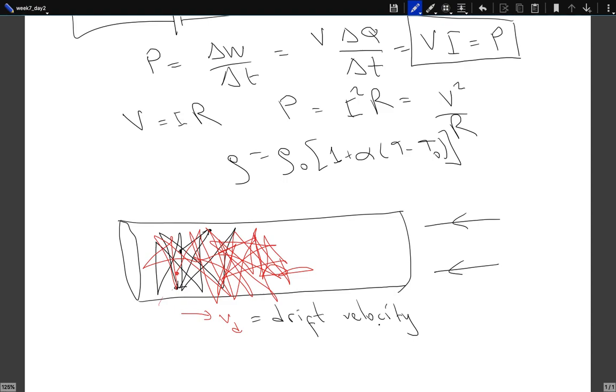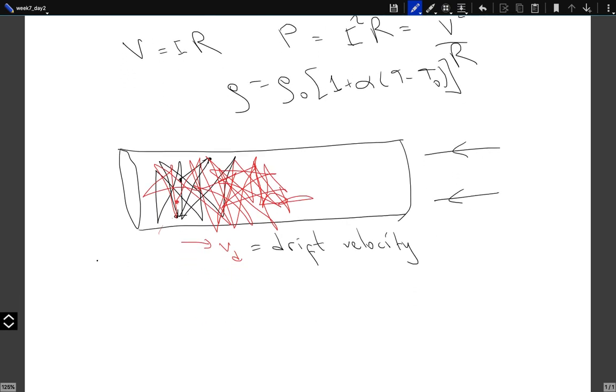Well, we can estimate the drift velocity by relating it to some current. Suppose we know the drift velocity. Now, how can we calculate the current? What was the definition of the current we had? Let's start from the simple definition of the current.